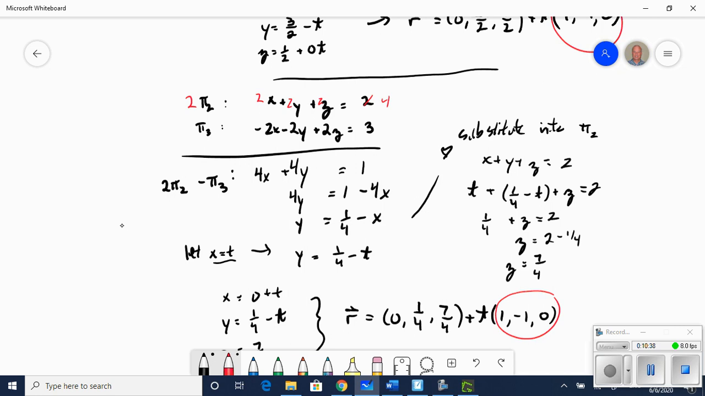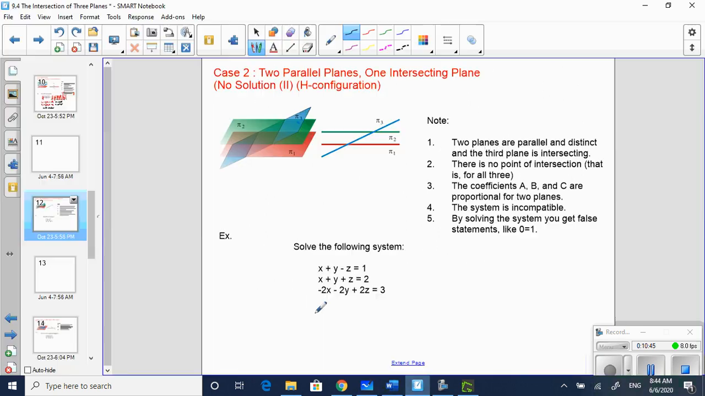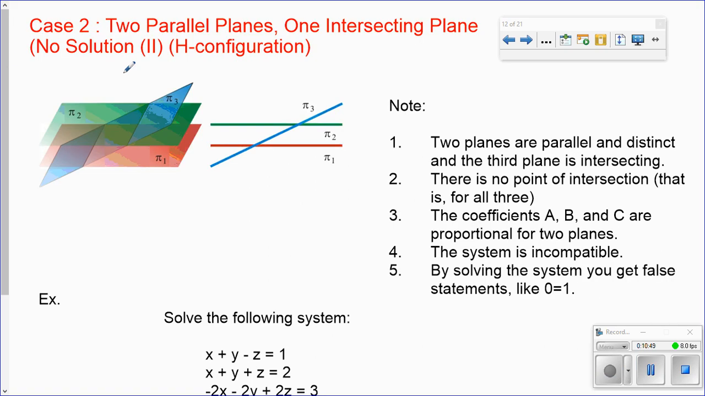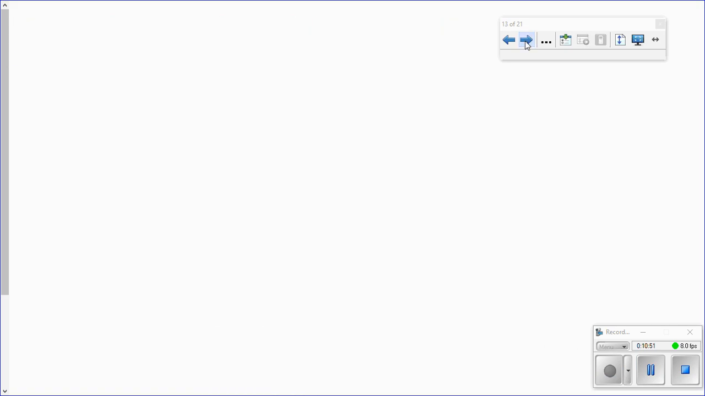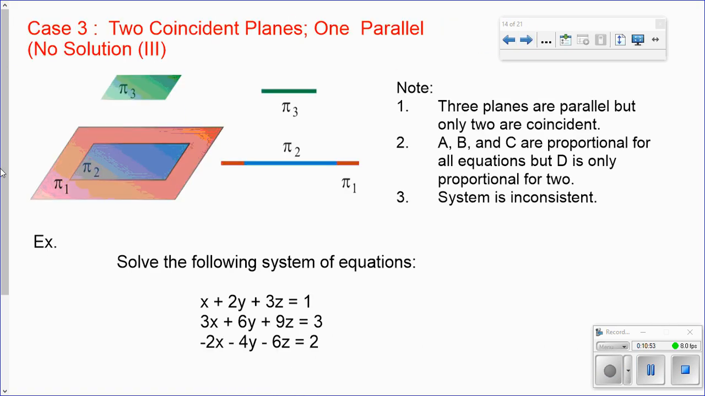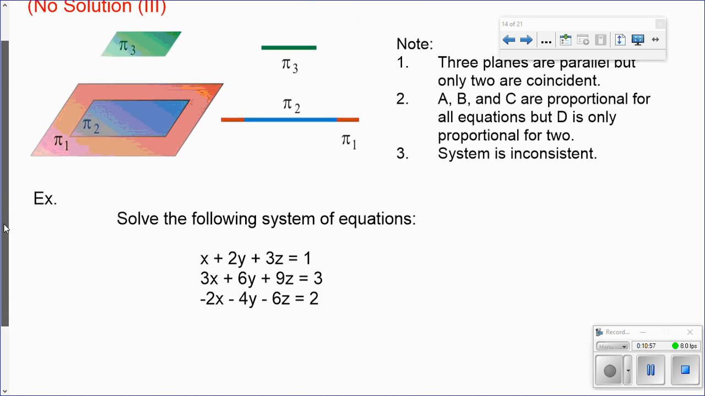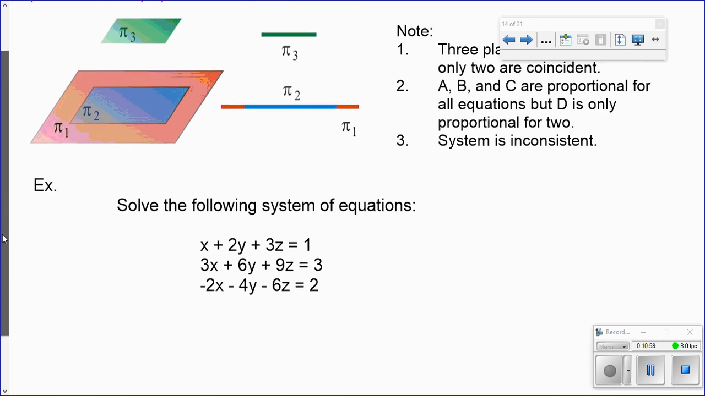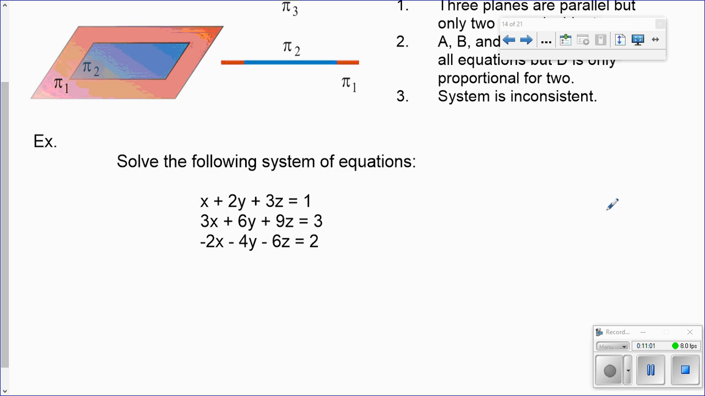And like I said, this is probably the hardest and the most intuitive case here. The others are quite easy. So we'll move on to this one. Okay, so let's solve the following system. We've got two coincident and one parallel. So this is just going to be normals here.